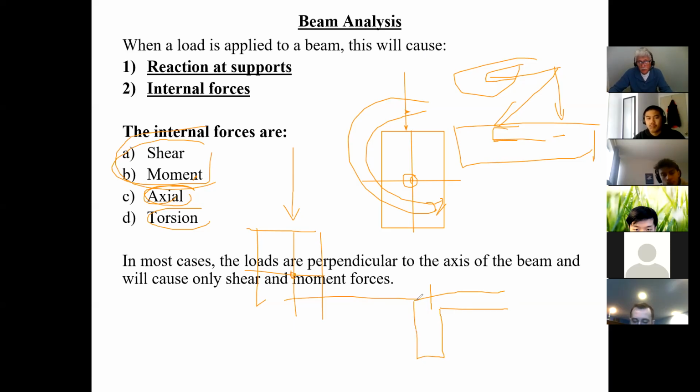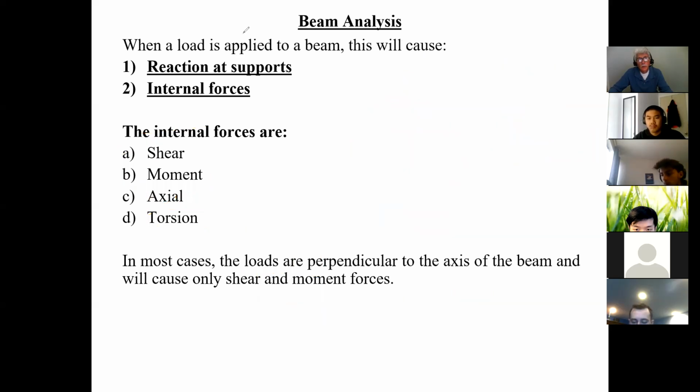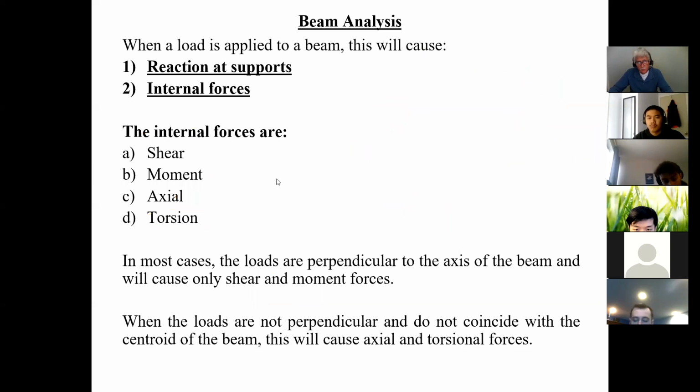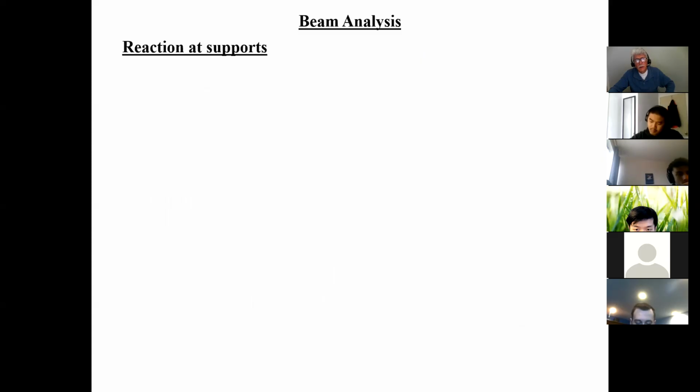But if I have the loads on both sides like this, you can almost guarantee you have no torsion. That's where you can have torsional situations. So let's talk about now, when the loads are not perpendicular and do not coincide with the centroid of the beam, this will cause axial forces and torsional forces. And that's what I just finished explaining, okay? Now, we are just going to look at maybe some axial force and moment, and we won't worry about torsion right now.